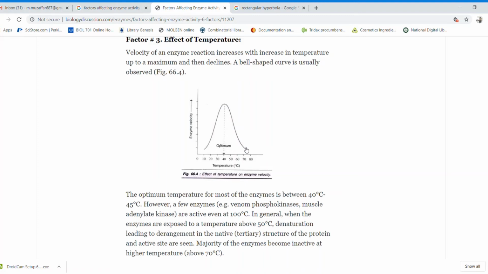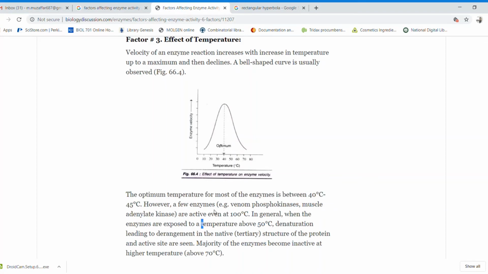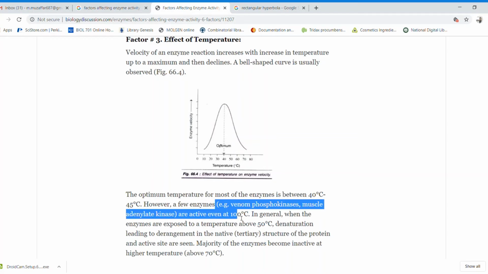enzymes are getting denatured. As a result, there is no enzyme present to bind with the substrate and form the enzyme substrate complex and give out the product. So the graph that we got is a bell-shaped graph, or we can call it a bell-shaped curve. So the optimum temperature, you can write either 40 or 45, or you can write the range 40 to 45 degrees centigrade. And sir, some enzymes are active even at 100 degrees centigrade, but they are an exception.